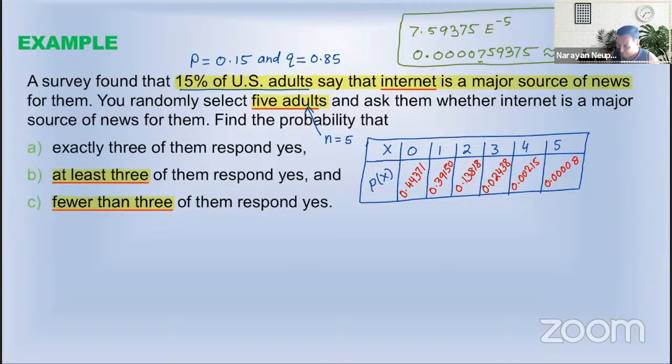Okay, now let's answer the questions. So here in part A, the question is, we have to find the probability that exactly 3 of them responded yes. Probability that X is exactly equal to 3. In place of this, X is equal to 3. If you look at the table, when X is equal to 3, what is the probability?